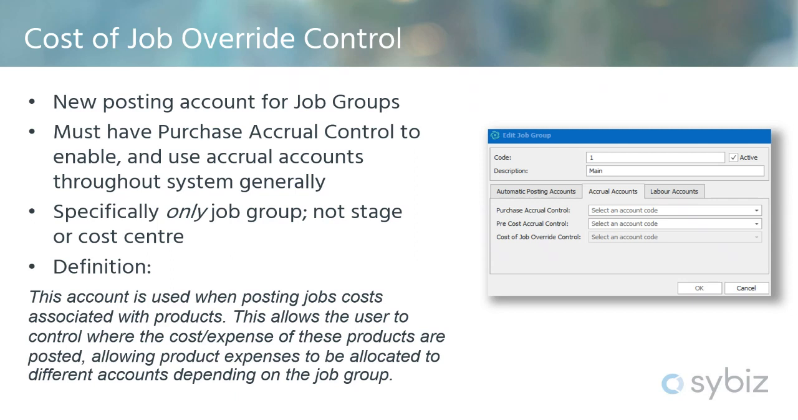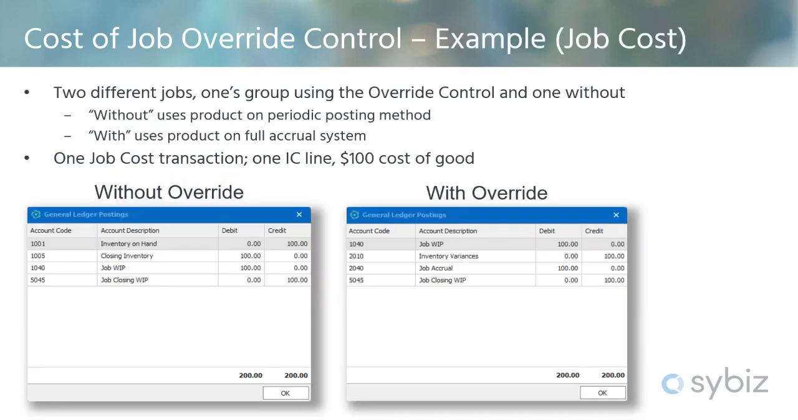I'm just going to run through a very quick example. So we've got two jobs here. On the left, we've got one that's not using the override, and that's sort of a very basic periodic posting method.